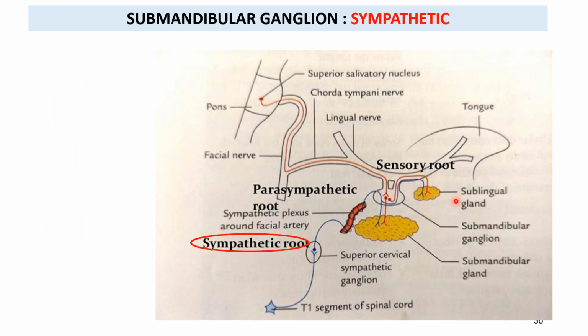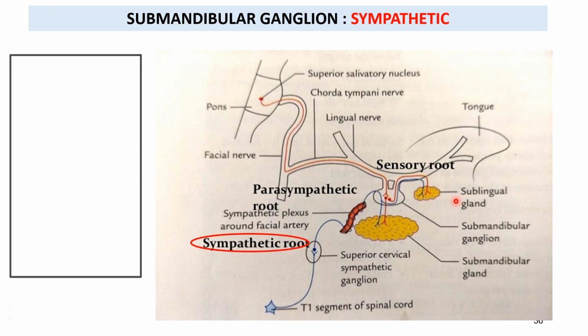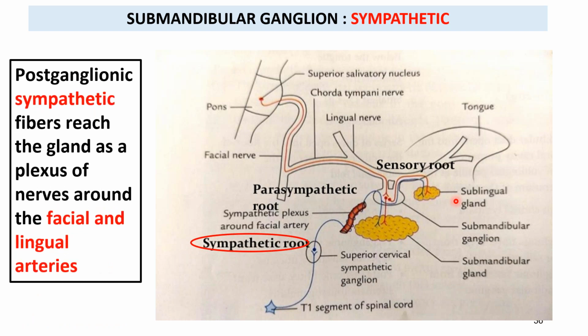Now coming to the sympathetic root. Sympathetic root we know is the vasomotor. So postganglionic sympathetic fibers, which arise from the superior cervical ganglion, will reach the gland as a plexus of nerves around the facial artery and the lingual artery. So this is a plexus around it, and these are the sympathetic fibers which will be directly supplied without any synapse in the submandibular ganglion.